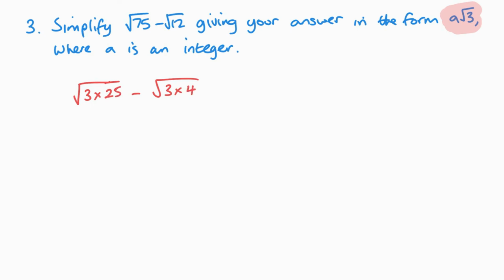25 is my square number there, so square root of that is 5, root 3, and the 4 would be 2, so 2 root 3. 5 root 3 take away 2 root 3 is 3 root 3. Very much like the way you would do 5x, take away 2x and get 3x.